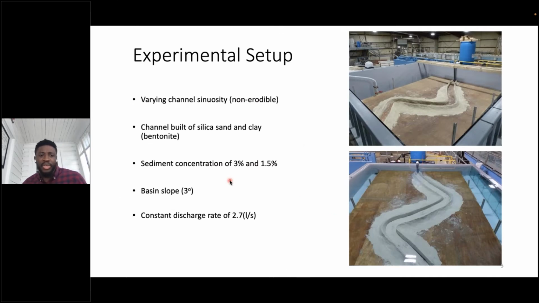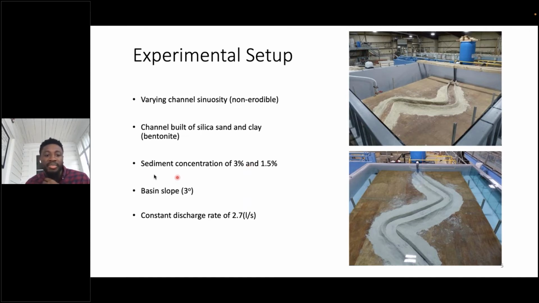So for the experimental setup, we built 4 channels, like I said. They are non-erodible channels. If you look at the top right, you see what our channel looks like. The channel was built out of a mixture of silica sand and clay, particularly bentonite. And we sent turbidity currents through these channels. The turbidity currents consisted of sediment concentrations of 3% and 1.5%.